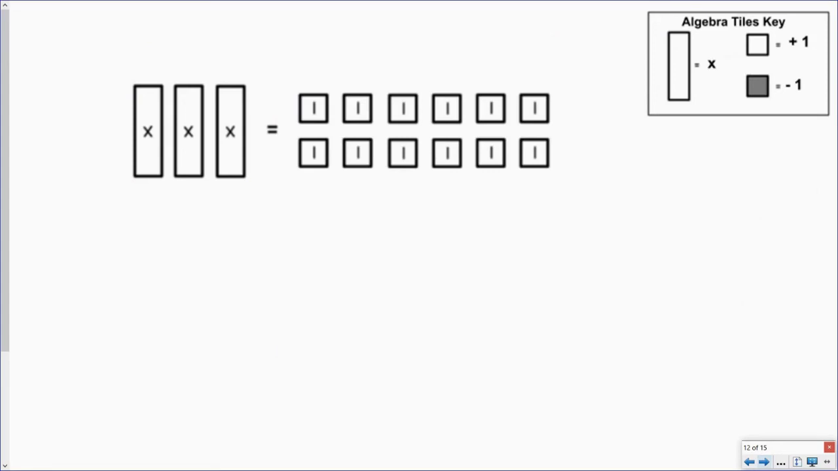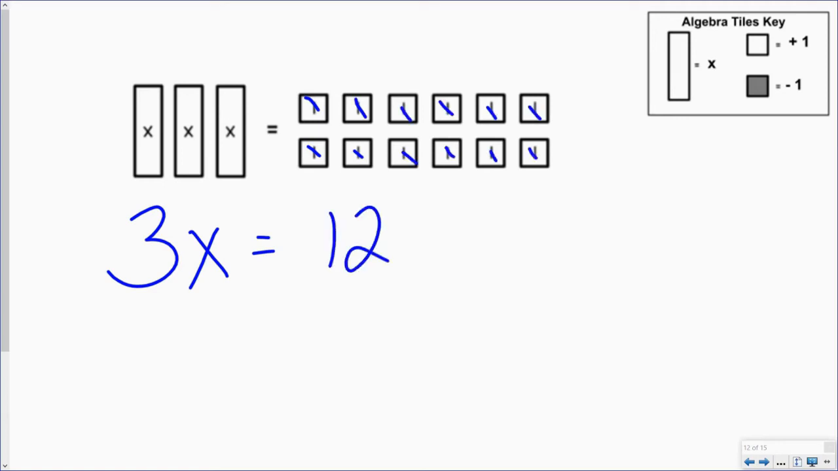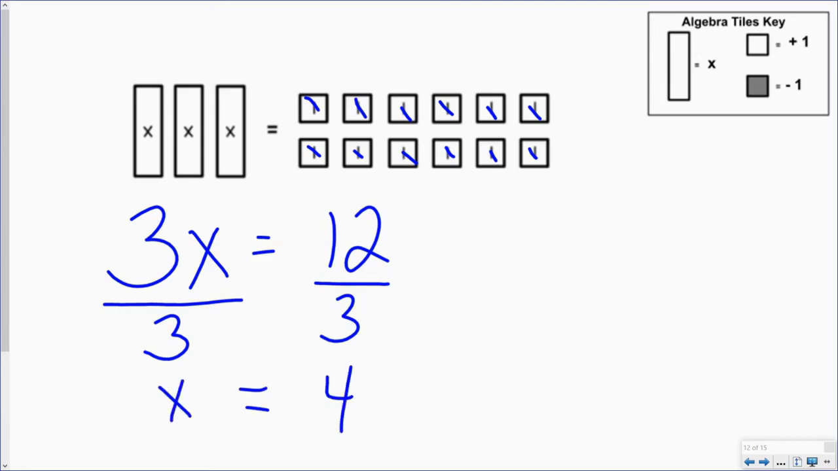Okay, so here's a little different setup with our algebra tiles. This time I have 3 groups of x. So I write 3 groups by saying 3 multiplied by x equals 1, 2, 3, 4, 5, 6, 7, 8, 9, 10, 11, 12. Well, I need to do the same thing, but this time I'm doing it with multiplication. The inverse of multiplication is division. So I divide this side by 3. I divide this side by 3.